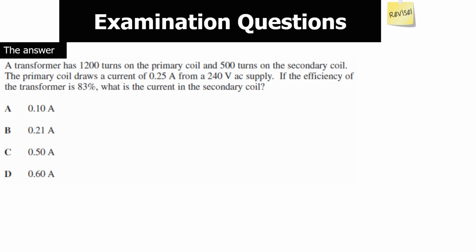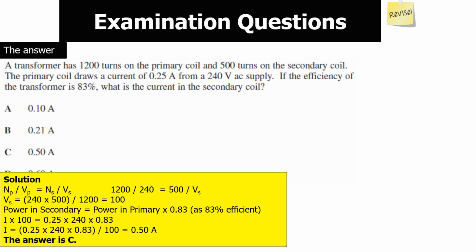Right, our answer here is going to be C, because we know from the equation sheet that VP over VS equals NP over NS. That's the transformer turns equation. We can pop in all the values, and then we see VS is equal to 240 times 500 over 1200 to equal 100.